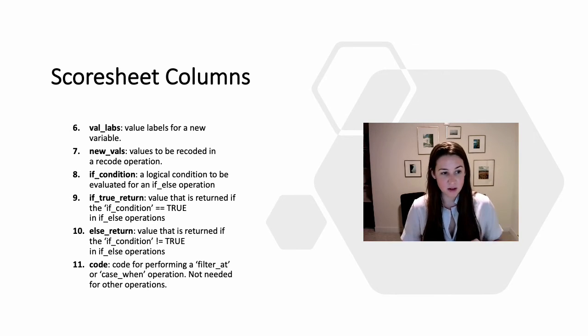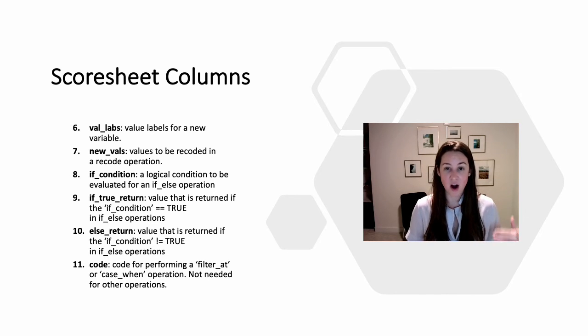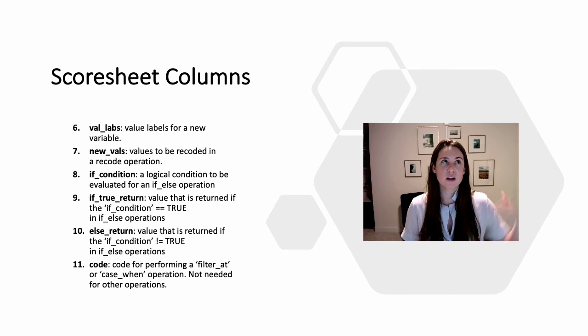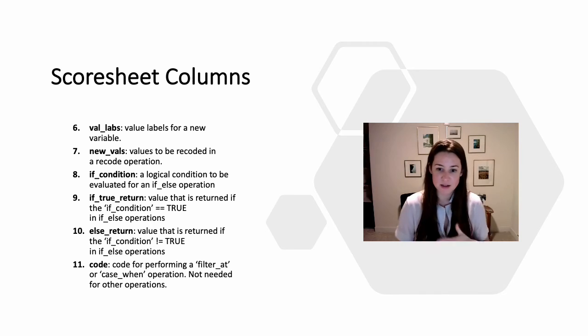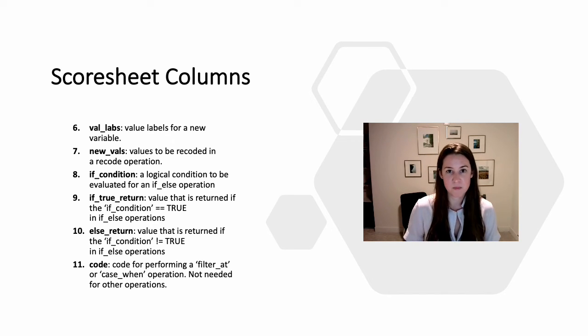And the next 3 columns, if condition, if true return, else return, 8, 9, and 10, are all columns that you only need to fill out for an if-else operation. So if you are doing that specific operation, you would need to fill out 8, 9, and 10. Otherwise, just put NAs, leave them blank, whatever you want to do. And 11 is code, and this is just required if you're doing a filter at or case when operation, not needed for other operations, but the easiest way to get them in for those 2.